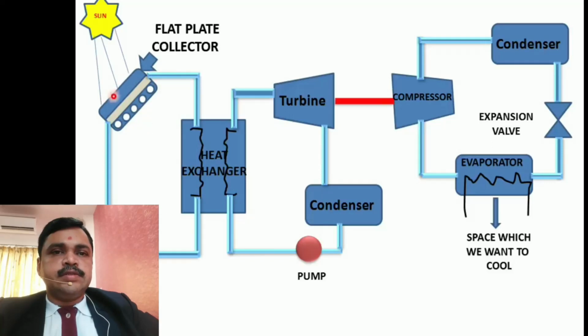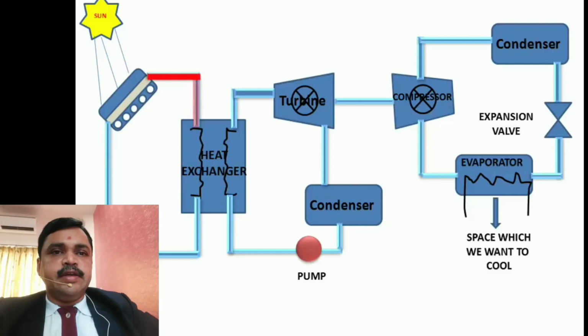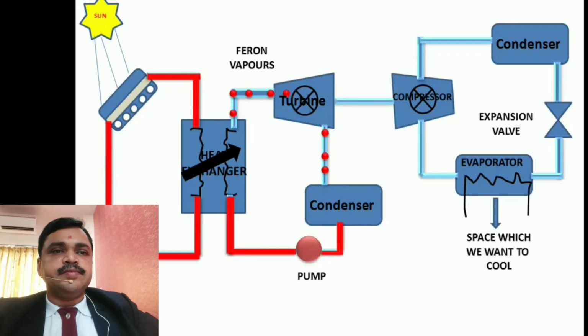When solar radiation takes place, the flat plate collector absorbs the radiation, then it heats the water. This heated water is passed through the heat exchanger. This is one cycle. Now the second cycle: freon vapors, that is refrigerants, are heated in the heat exchanger and then pass through the turbine, condenser, and that is the refrigerant cycle. Therefore, the turbine converts it into mechanical energy.